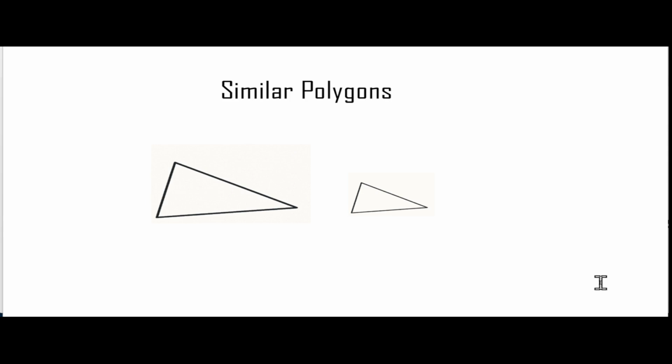Again, this should just be a recap for you. These are two similar triangles. What does it mean by similar? Similar means that the angles are the same. So that's 80 degrees and that's 60 degrees. That is going to be 40 degrees and it's going to be exactly the same, 80, 60, 40. The proportion of the sides is also going to be the same.